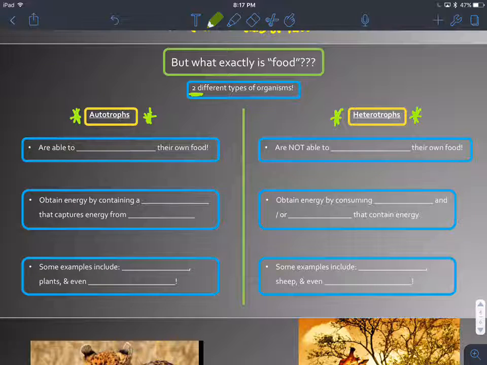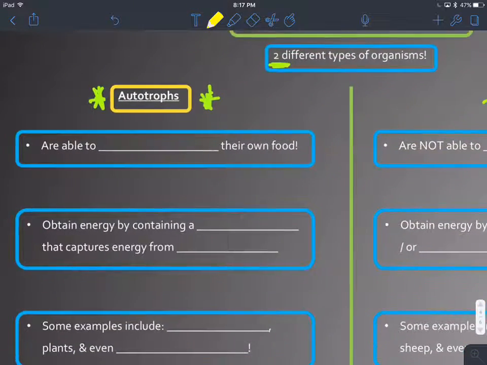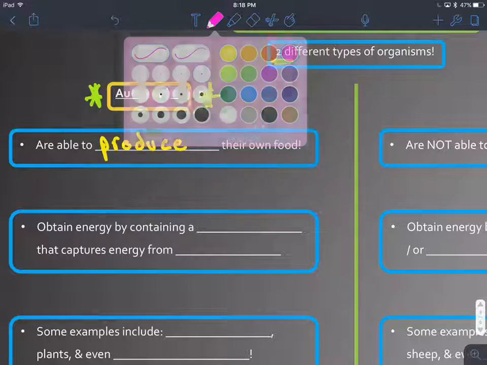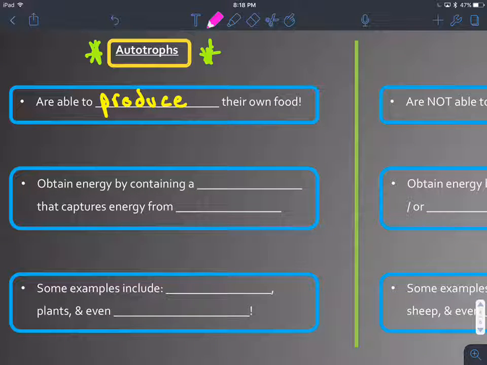And these are words you're going to have to know, okay? Autotrophs are able to produce their own food. They obtain their energy because they contain a pigment. Pigment is a really fancy word for color. Okay, especially color of skin as in humans, or it might be leaf color in plants, that captures energy from sunlight.